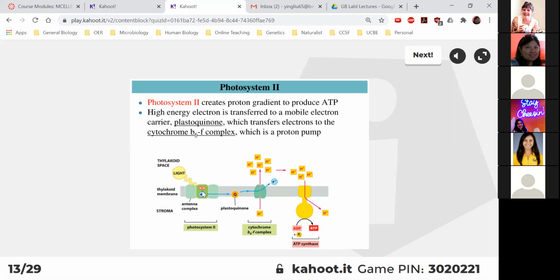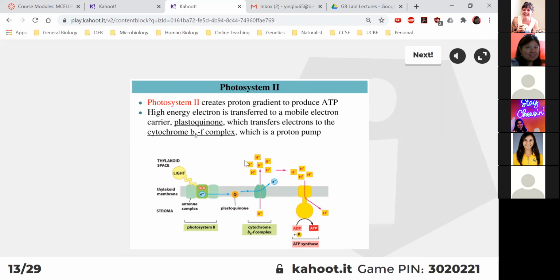So they can use the energy from the photons and elevate the energy level of electrons. Then the electron gets passed down through an electron transport chain that's really similar to the mitochondria electron transfer chain, bouncing from one complex to another. In the process, the cytochrome complex can use some of the energy to pump protons from the stroma into the thylakoid space.